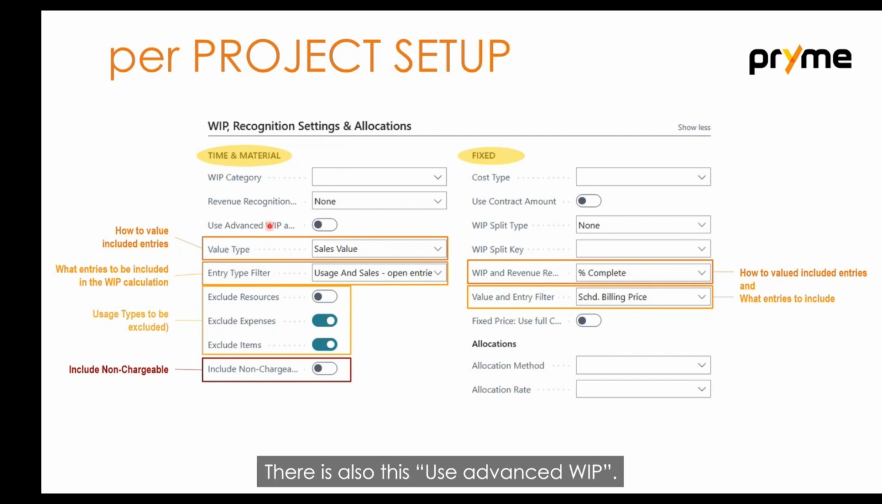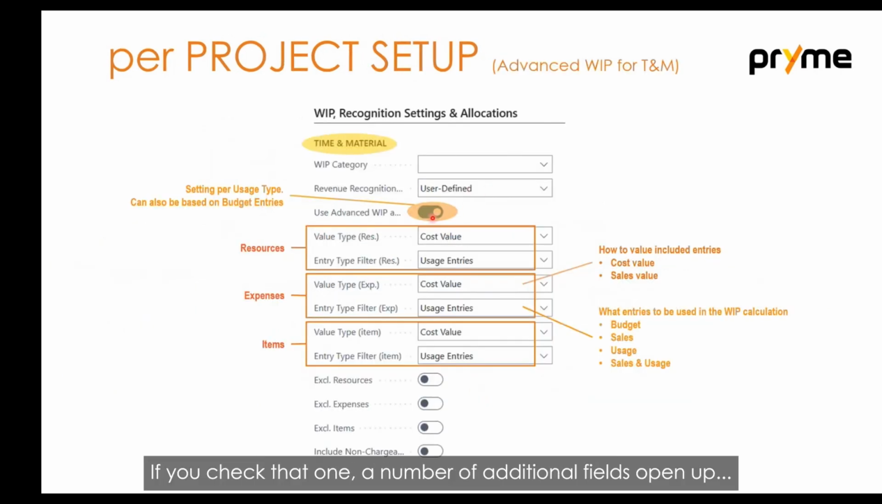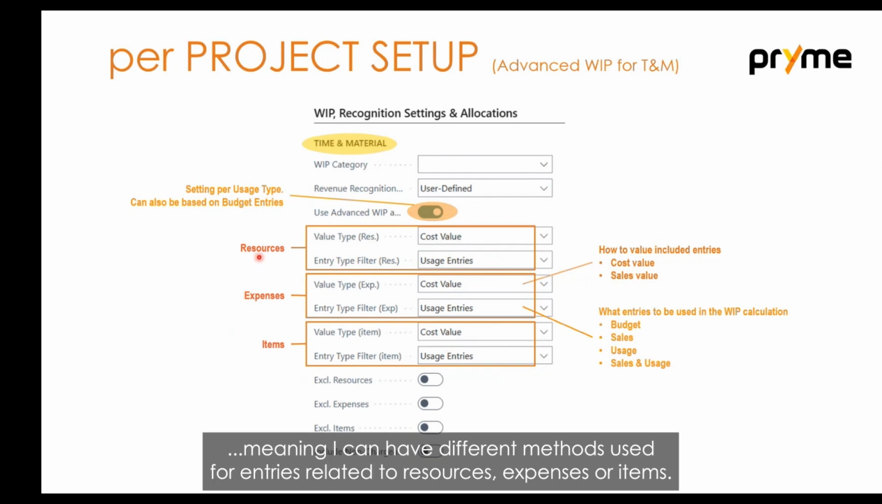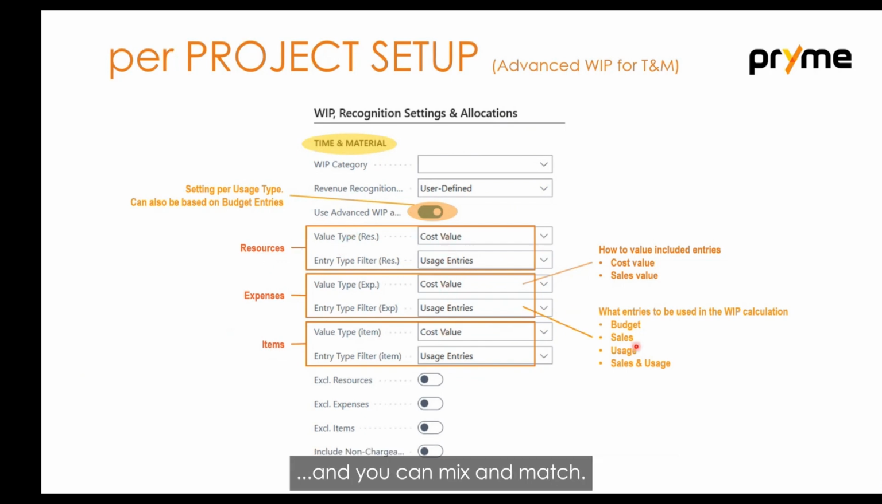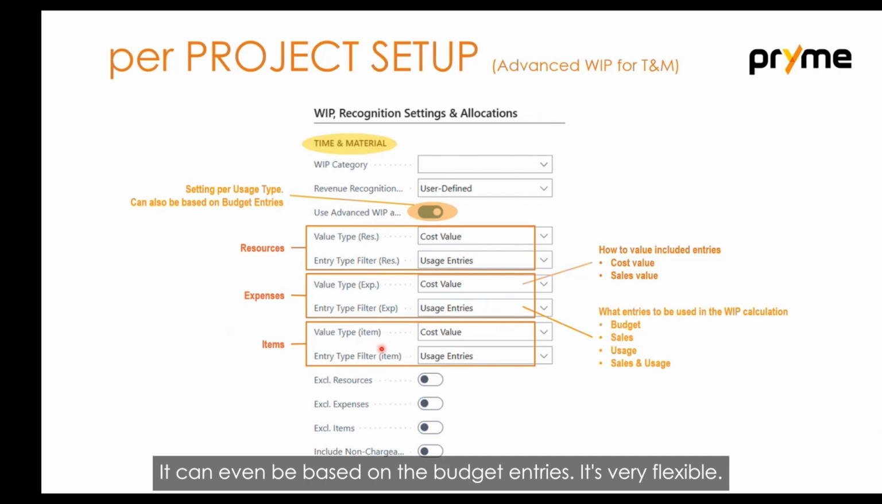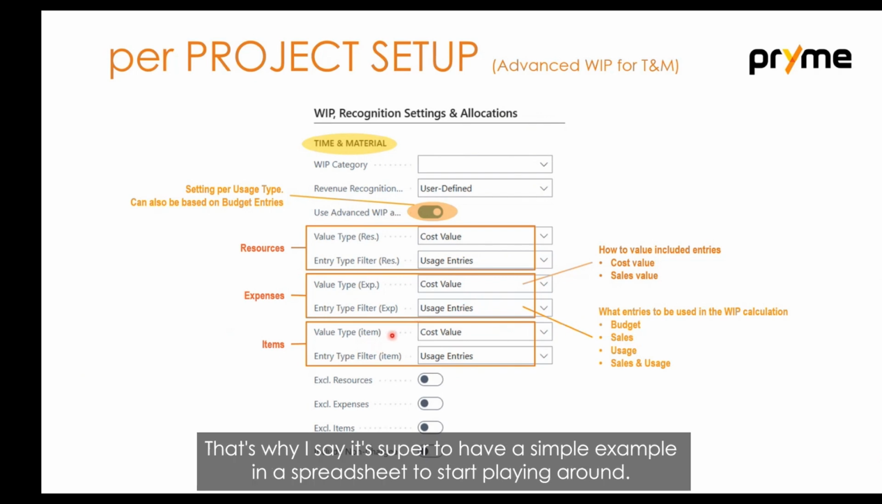There is also this use advanced WIP. So if you check that one, then we open up a number of additional fields, meaning I can have different methods used for entries related to resource, expenses, or items. Where you can say for resources, I want to have the cost value, users entries, and you can mix and match, and it can even be based on the budget entries. So it's very flexible. So that's why I say it's super to have a simple example in a spreadsheet, and then we can start playing around.